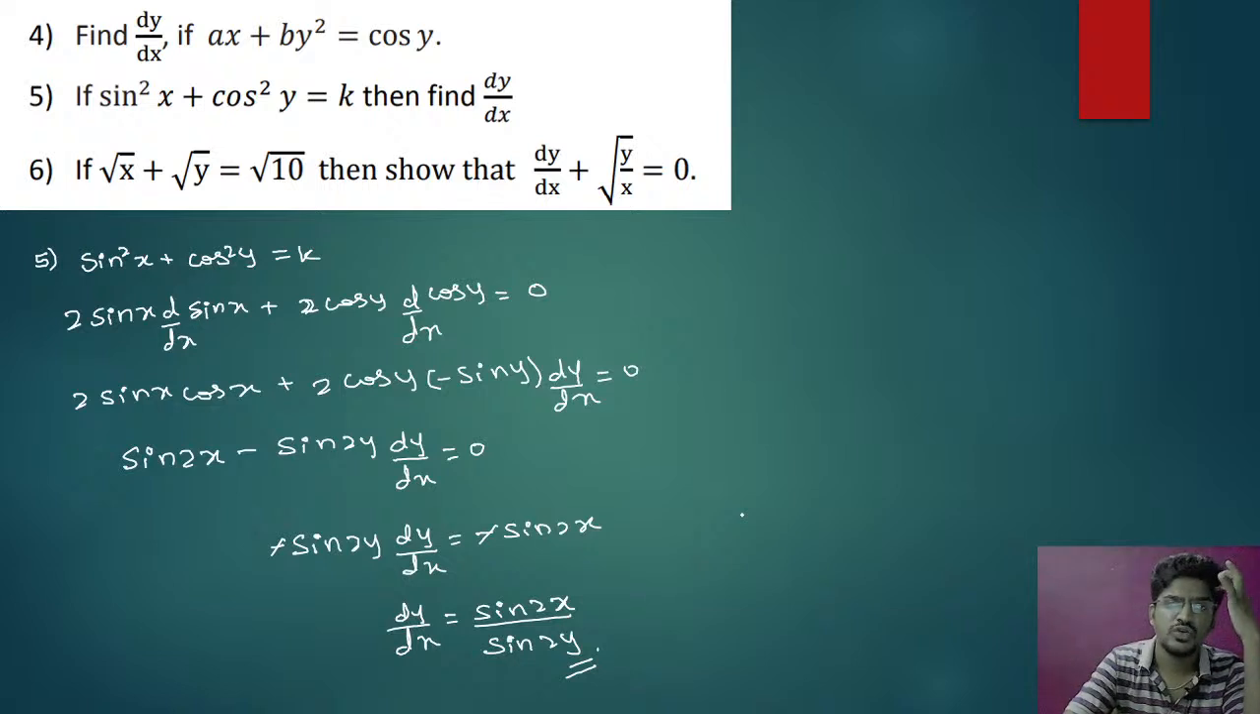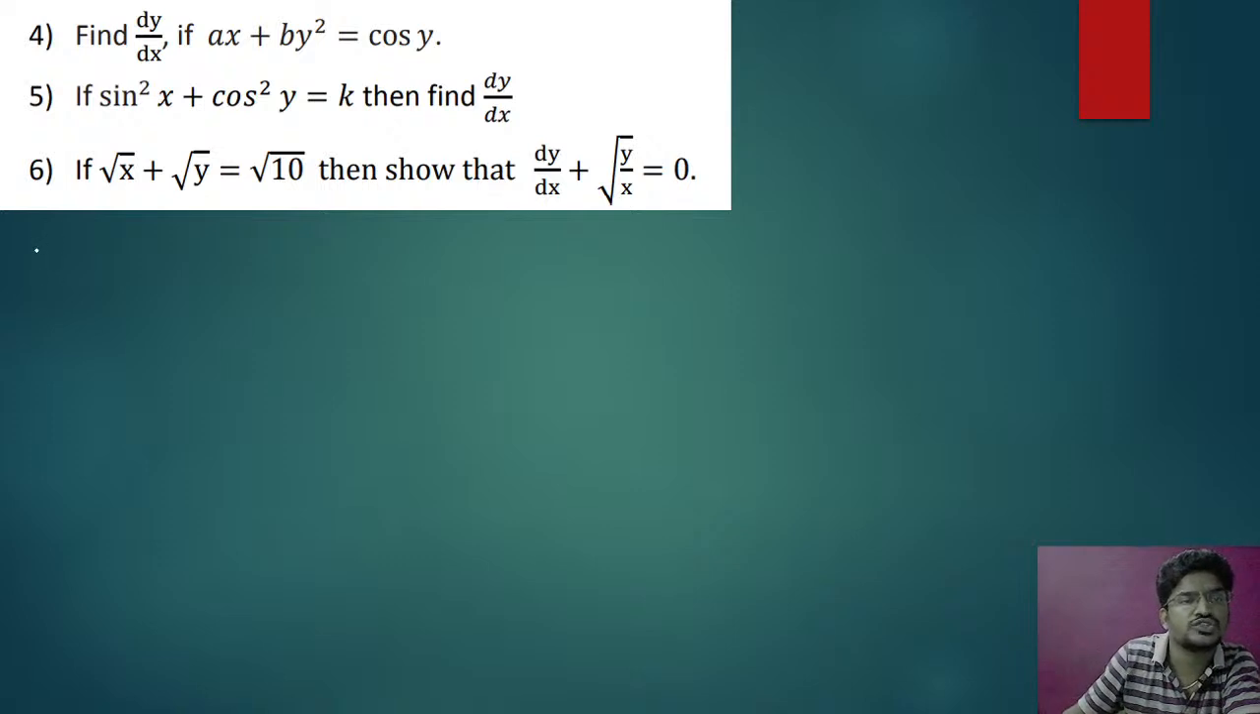I think everyone can understand this very simple problem. Here you must know a little bit of chain rule as well as implicit differentiation. From that you can simplify it. So no problem. Let us go for the sixth question.